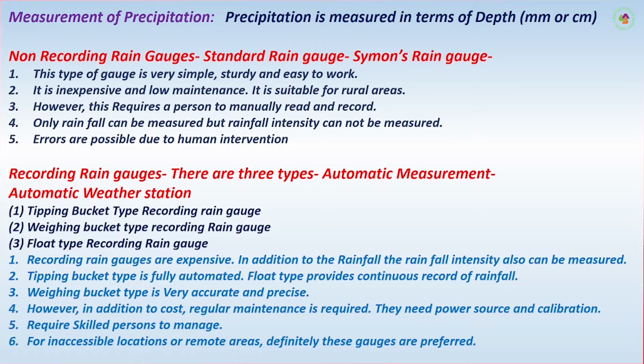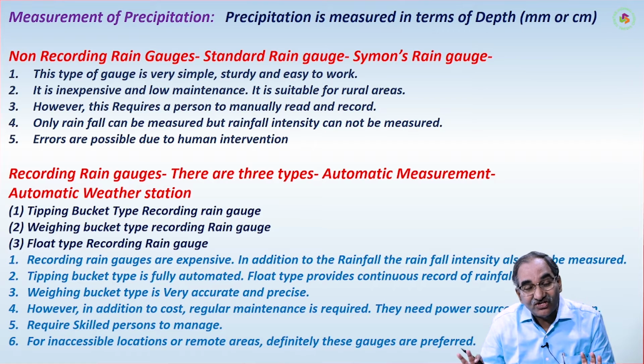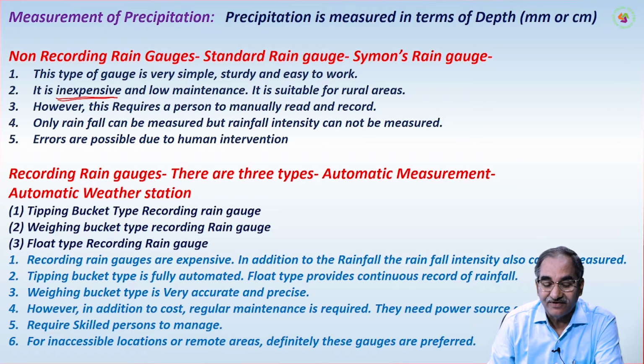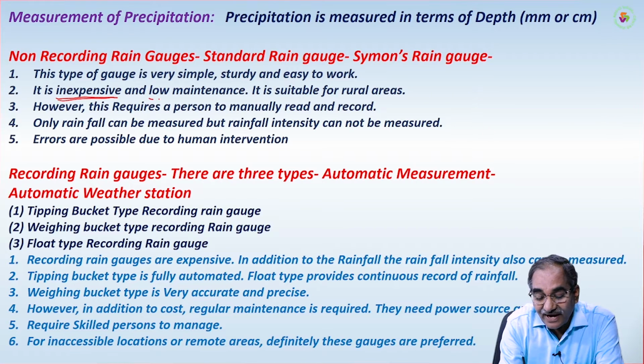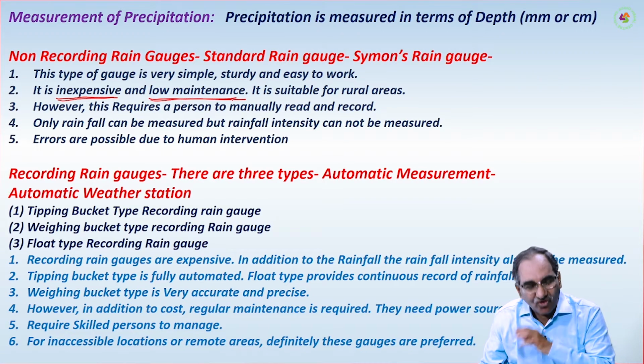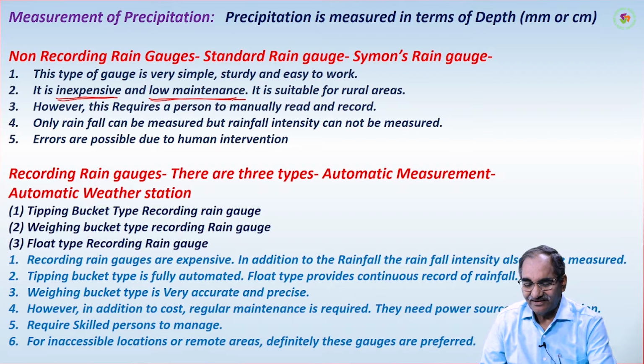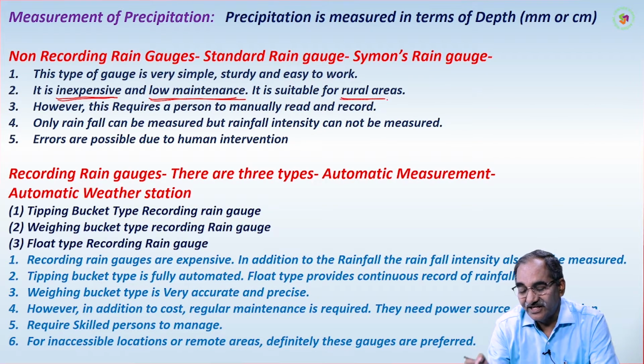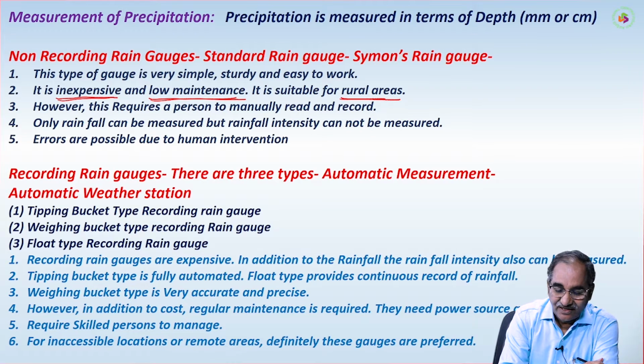The non-recording rain gauge, the Siemens rain gauge, is very simple, sturdy, very easy to work with, and at the same time inexpensive. The cost is very low, and there is very low maintenance. Normally in rural areas, we prefer this type of rain gauge.